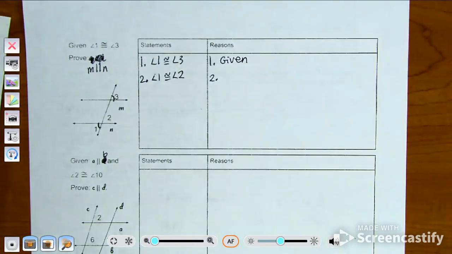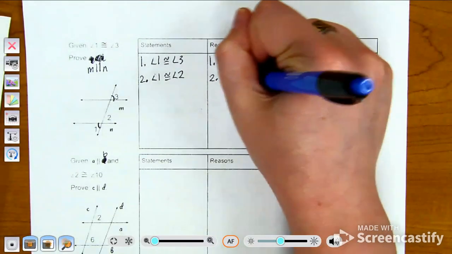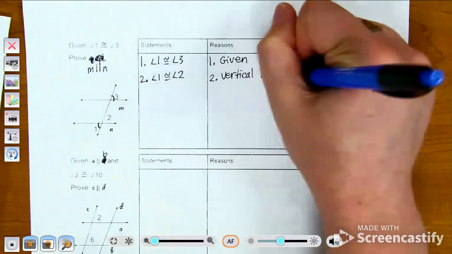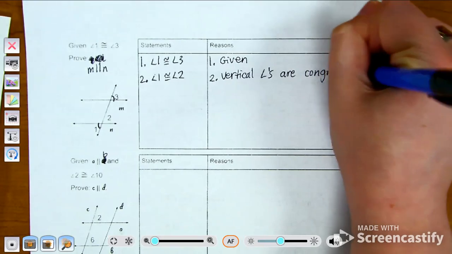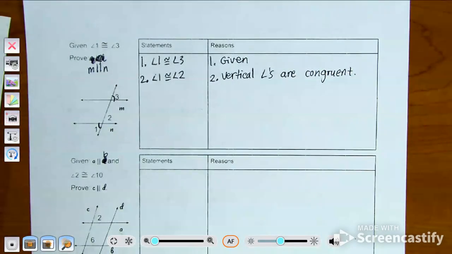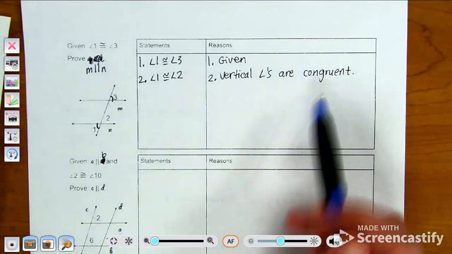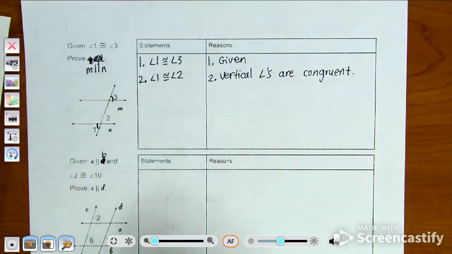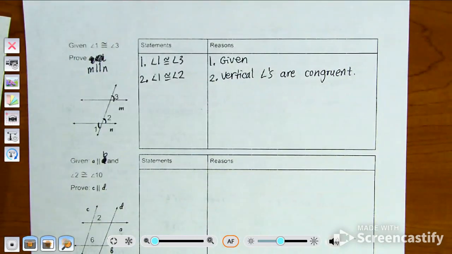The reason is not definition of vertical angles. The definition of vertical angles just describes where they're located. It doesn't say anything about their angle measures. But there is a theorem that says vertical angles are congruent. It's a short sentence, and that is what we're going to be using a lot. We won't be using the definition of vertical angles. We will be using the sentence, vertical angles are congruent. And now that we've proven that, we can go ahead and mark that in our diagram.